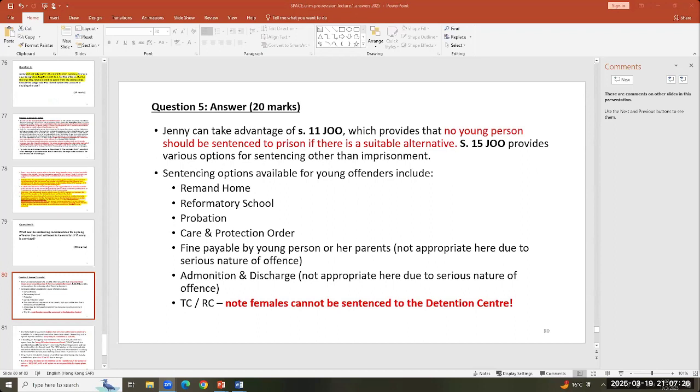Section 15: there are various other options available for young offenders. So there's a much wider discretion in the juvenile court to sentence young offenders. We have the options of a remand home or a reformatory school. We have what's called a care and protection order. The young person's parents can be ordered to pay a fine. We have the possibility of an admonition, which is basically a telling off and a discharge. But that wouldn't be appropriate here for Jenny because this is a serious offense. And we have the option of a training center or rehabilitation center for Jenny. Don't fall into the trap of discussing a detention center, because she's a female.